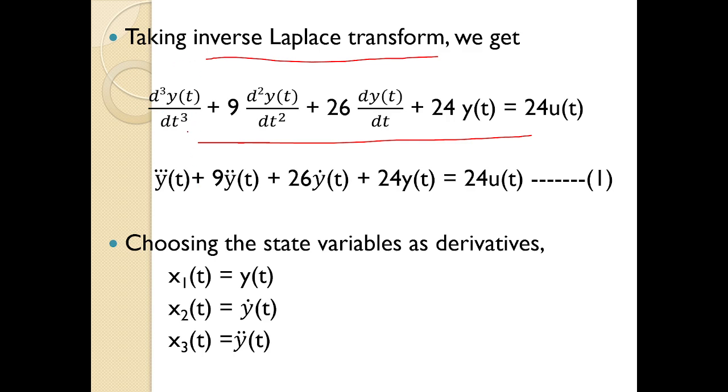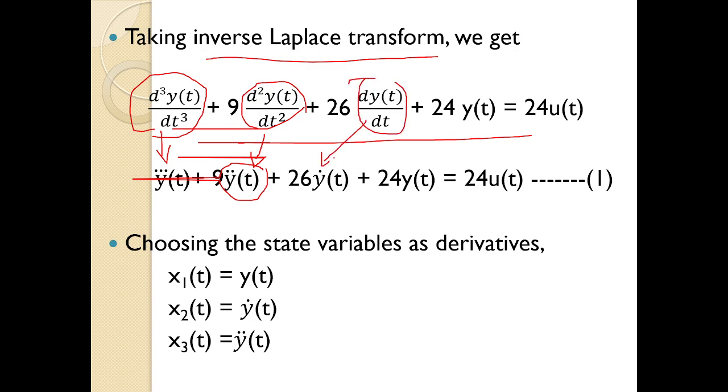Now instead of writing d^3/dt^3, you can write y triple dot(t) + 9 into y double dot(t) + 26 into y dot(t) + 24 y(t) is equal to 24 u(t). Since this is the third derivative, just put 3 dots on the y, and here since this is the second derivative, put 2 dots above y. This is the first derivative, so put 1 dot above y.